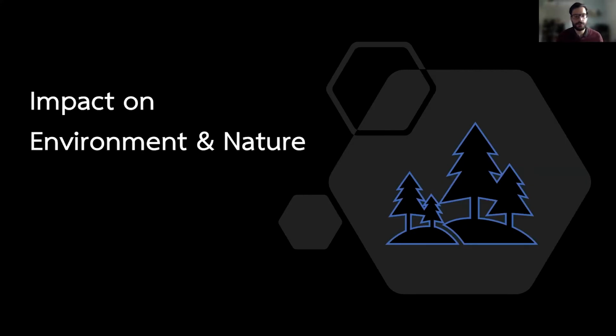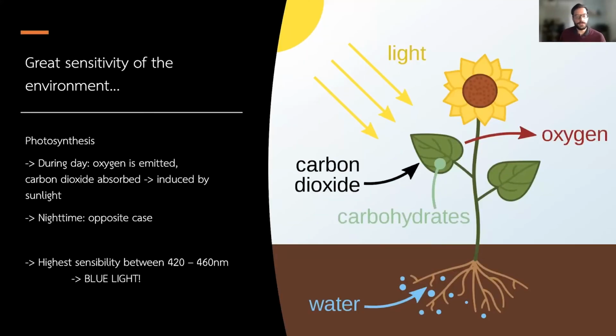So coming from ecology to biology, more or less, let's take a look at the impact on environment and nature. The environment, as we know it, just take a look at trees and plants, for example. We all know that they are sensitive to sunlight or very high light levels during the day and during the night also. And we all know what photosynthesis is: oxygen is emitted, carbon dioxide is absorbed, and this is all induced, of course, by the sunlight.